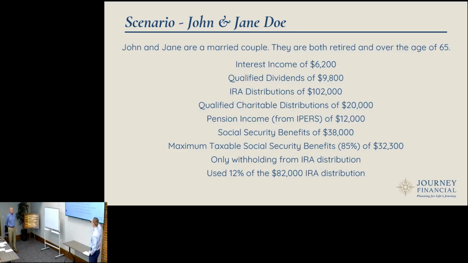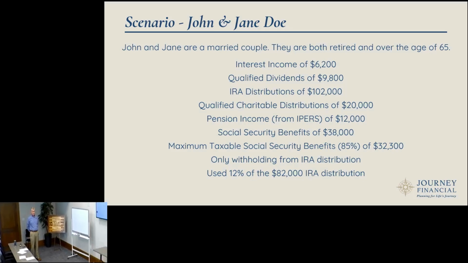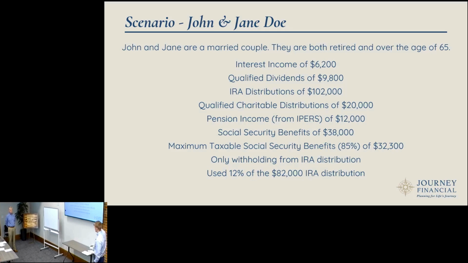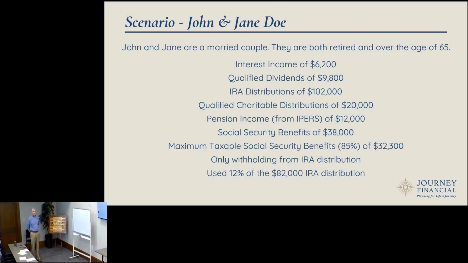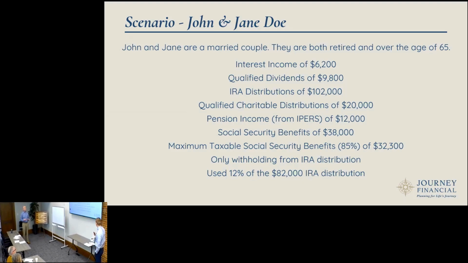So for this couple with that amount of income, they're going to hit that 85% threshold. So 32,300 is going to be taxable for them. And the only withholding that they've done through the year is withholding 12% on their $82,000 IRA distribution. The rest, they have not withheld any money from.